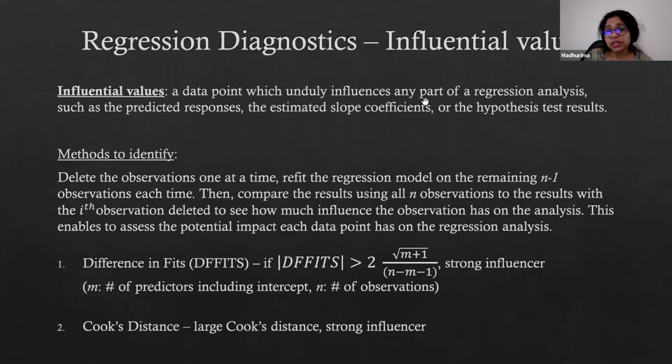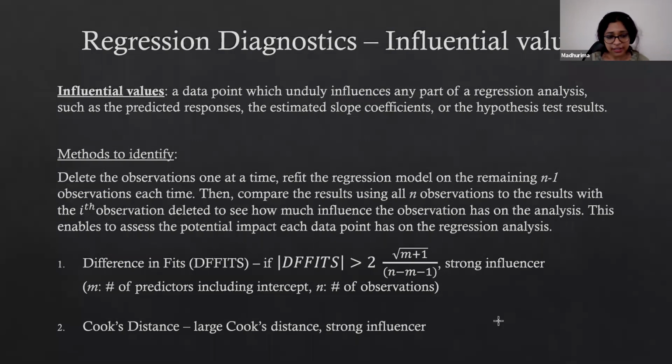Similarly, there is another one, which is the influential values. These are any data points which have an effect on my regression analysis or on the predicted outcomes that I'm having. They can affect the coefficients that I have estimated. And linear regression is very, very sensitive to outliers and these influential values. So we have to be very careful and identify these, how many of these there are, and what to do with them.